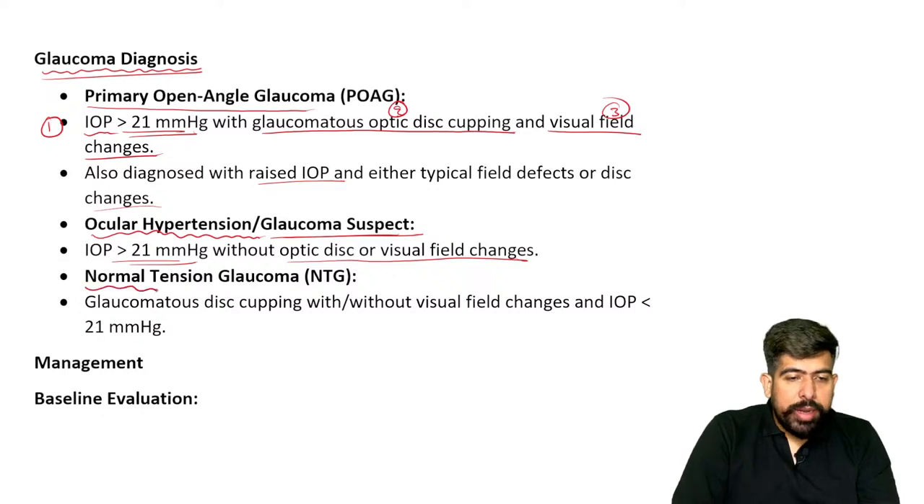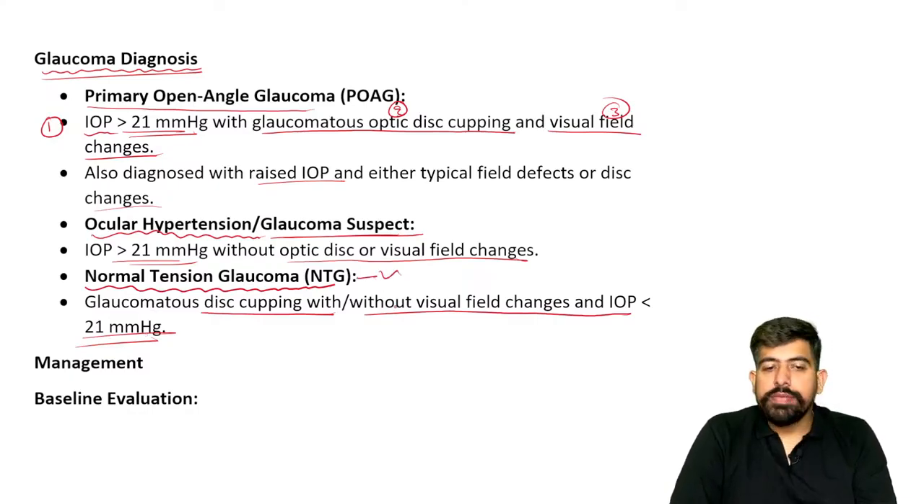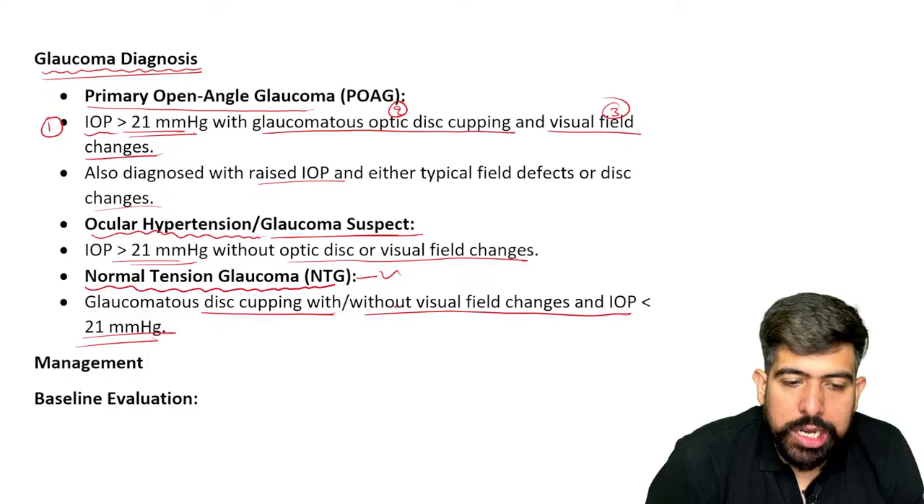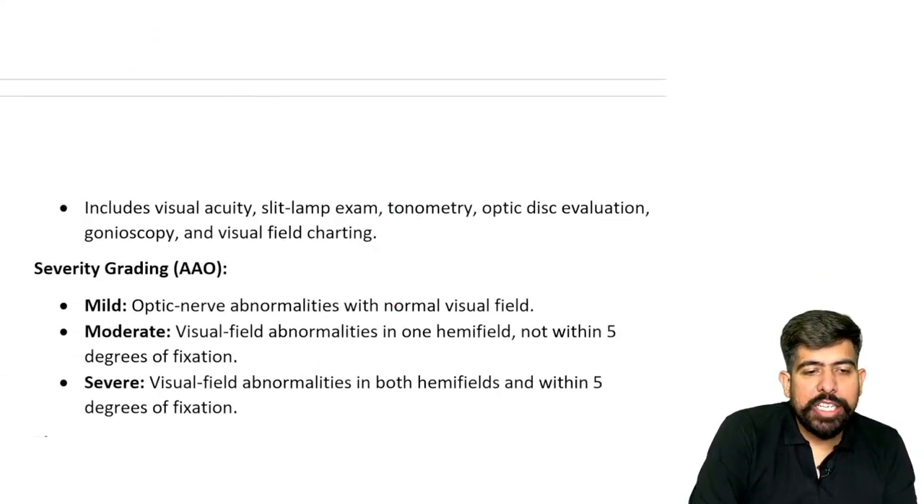But what is the normal tension glaucoma? As we talked about it, if there is a glaucomatous disc cupping without the visual field changes and the intraocular pressure is less than 21 mmHg, that is known as normal tension glaucoma. Okay, normal tension glaucoma.